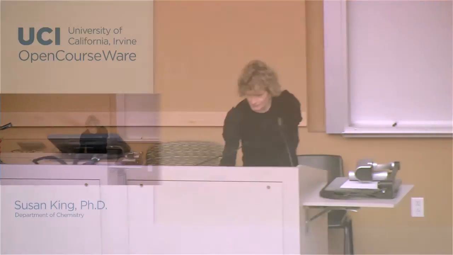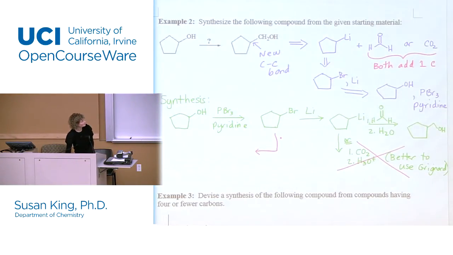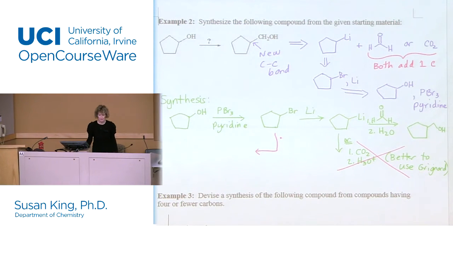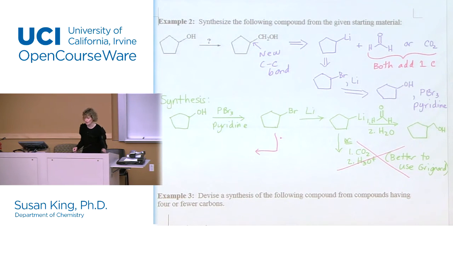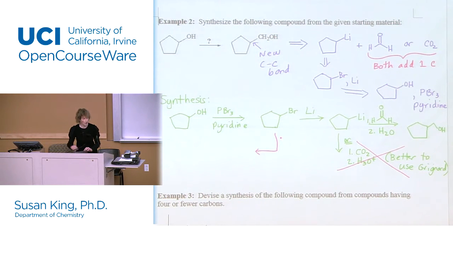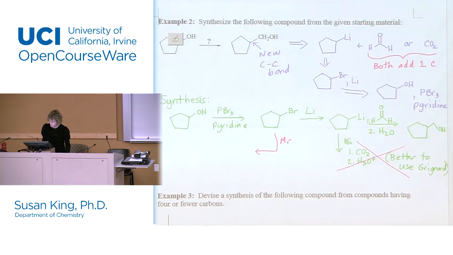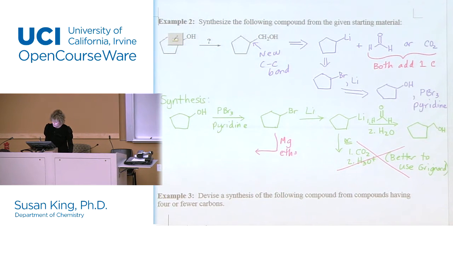We decided that it would be better not to use the lithium route for CO2 because it will add twice. So we want it just to add once, so we're going to do Grignard instead if we're going to do the other pathway. So we're at a point now where there is going to be more than one pathway.